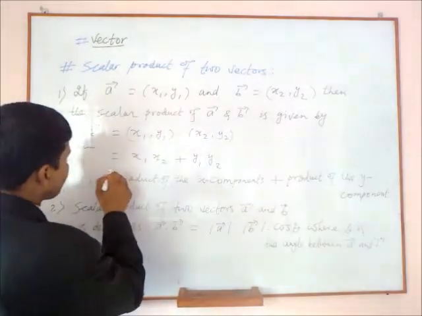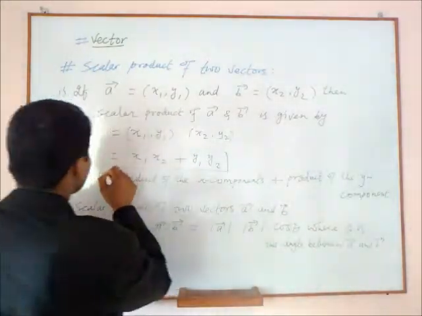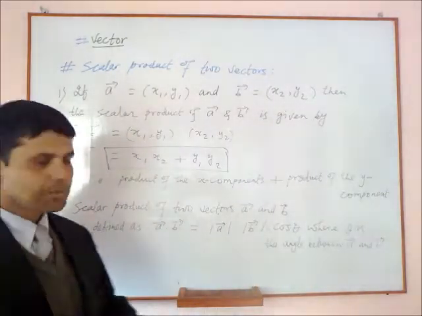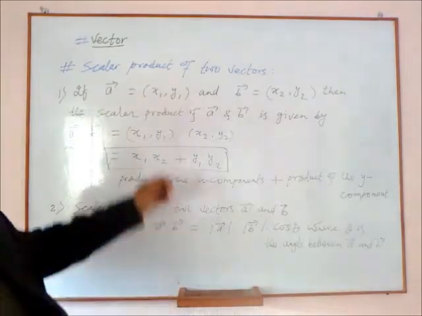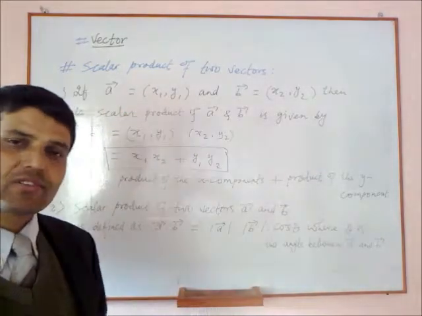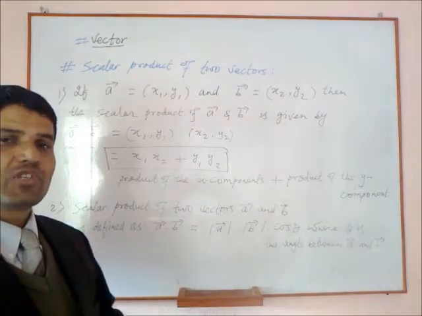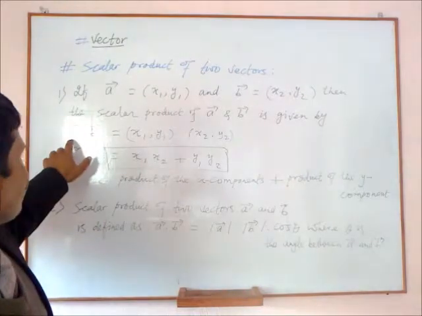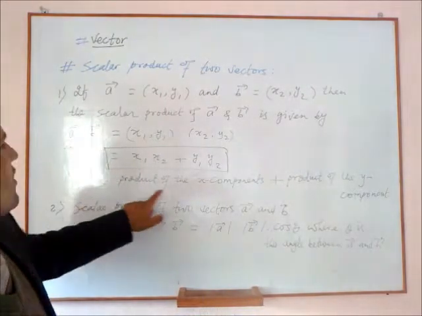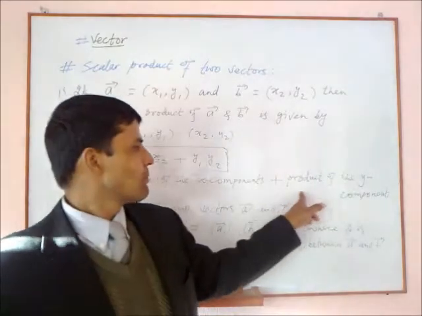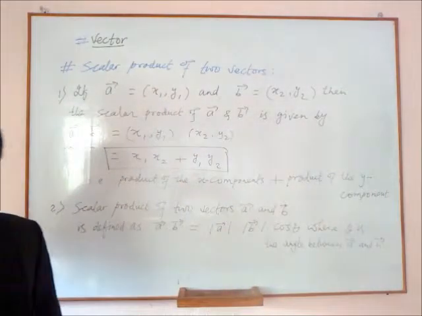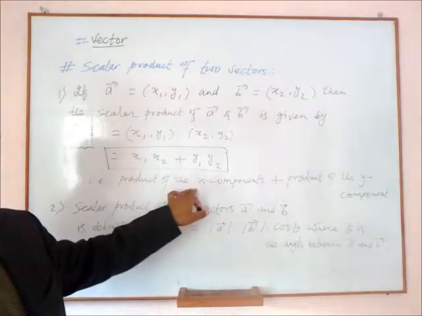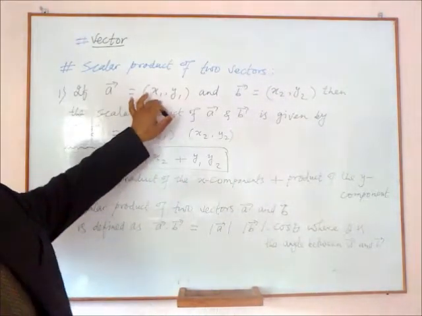So this is the formula for the scalar product of two vectors when the vectors are expressed or written in terms of their coordinates, in terms of their position. That is, vector A dot vector B equals the product of the x components plus the product of the y components. So we use this formula when the vectors are given in terms of coordinates.